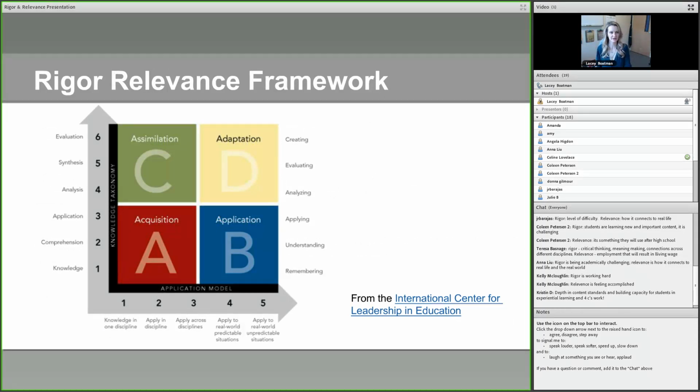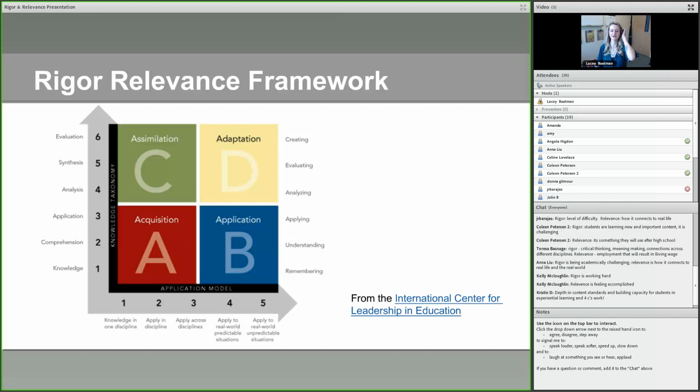There's also this great rigor relevance framework. If you've seen this before, go ahead and show the agree icon. If you have not seen it, you can choose disagree. But this has been around for a while. It was developed by the International Center for Leadership and Education. Again, there's a link. So if you've seen it, agree. If you have not seen it, the disagree icon.